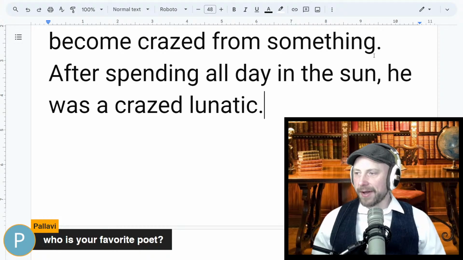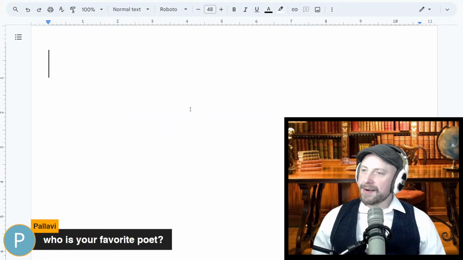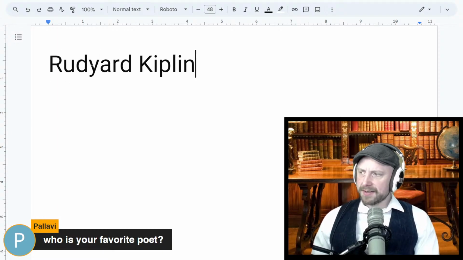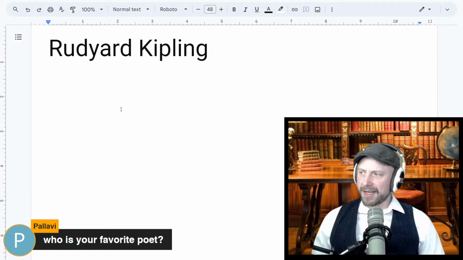Pallavi says, who is your favourite poet? I don't know. I'm not really a massive poetry fan. I enjoy poetry a little bit out of interest. I've spoken before about my favourite poems. I like Ozymandias and I like Vultures. And Rudyard Kipling, I quite like Rudyard Kipling. I don't know if he's my favourite, but I like him.